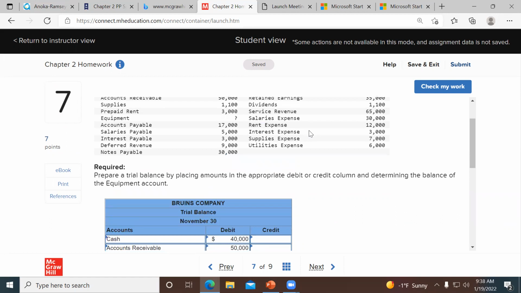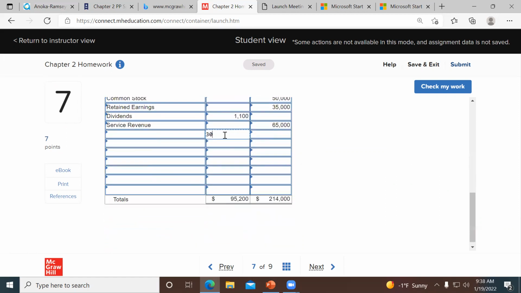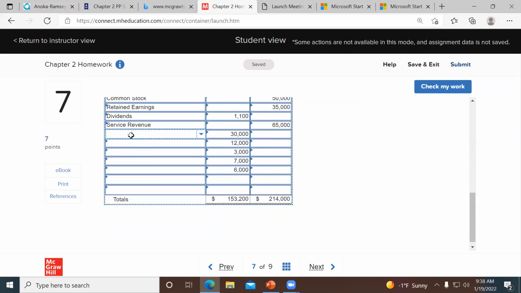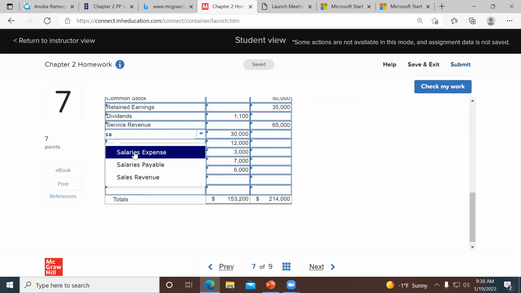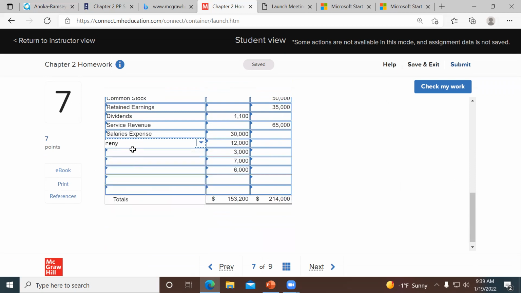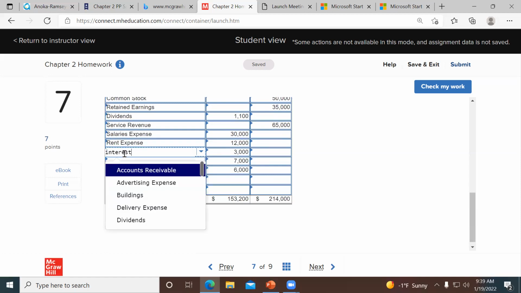And our expenses have what? Expenses have a debit balance: salary, rent, interest, supplies, utilities. Salaries. Rent. Interest.